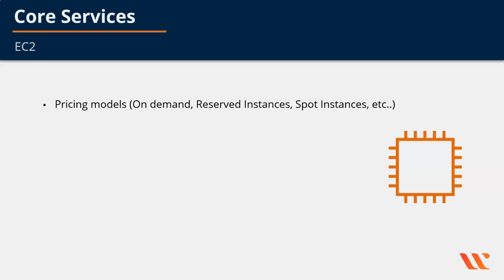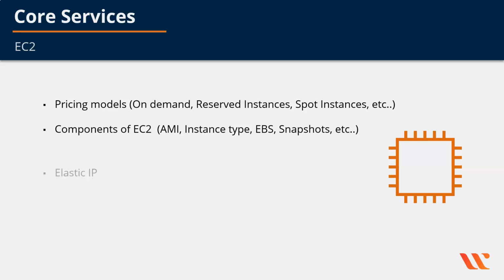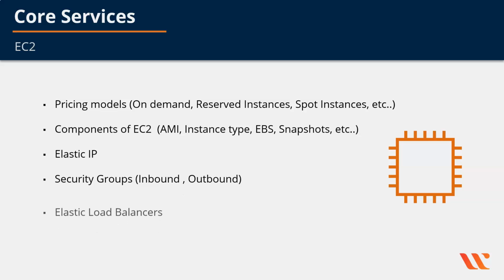Now we will talk about EC2 instance, Elastic Compute Cloud. You should know about different pricing models of EC2 instance. You should know the components of EC2 such as instance types, EBS, snapshots, etc. You should be aware of the usage of elastic IP addresses, security groups, and you should have hands-on experience in load balancer and auto-scaling group.